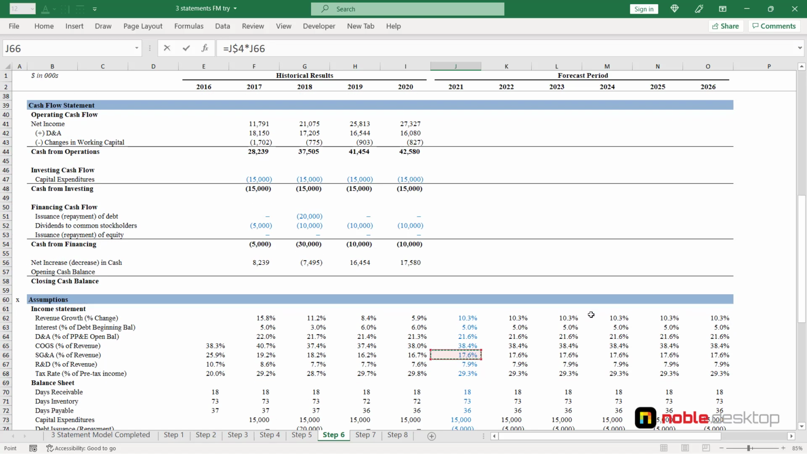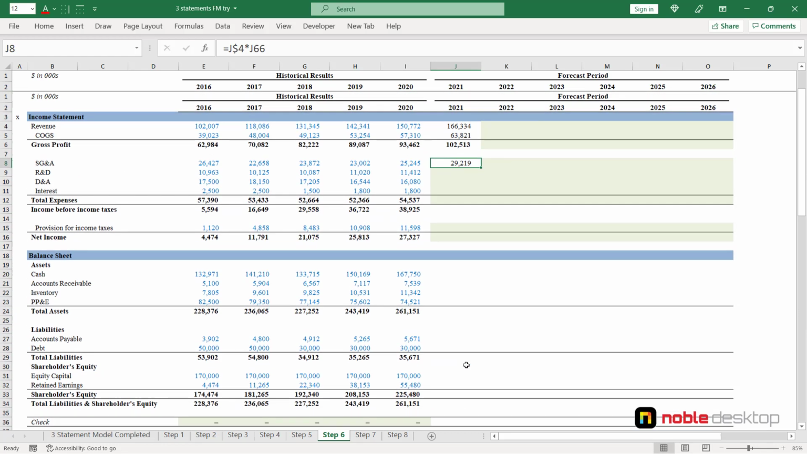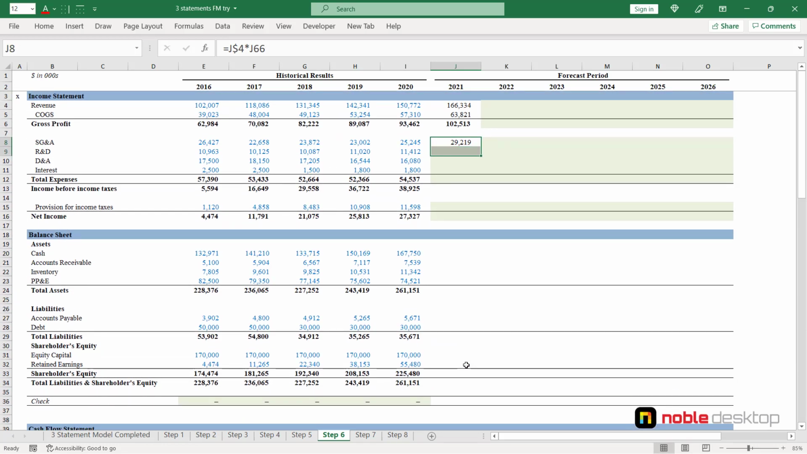And remember, my R&D as a percentage of revenue goes as the next line item here. So all I need to do here for R&D in the income statement is to fill this formula down with Control D, and it will flow beautifully because I already anchored the row for the revenue.